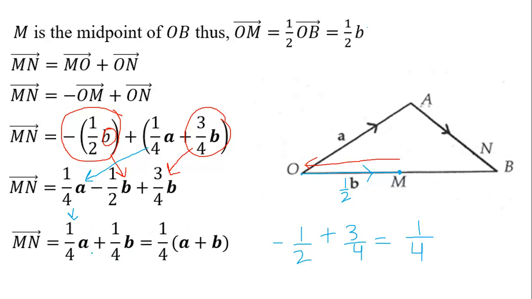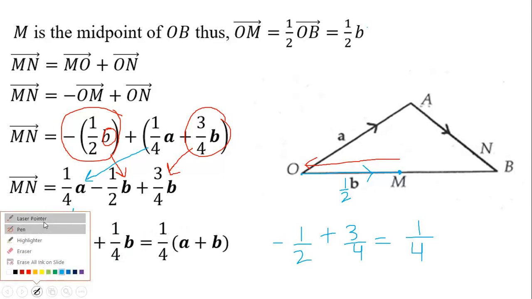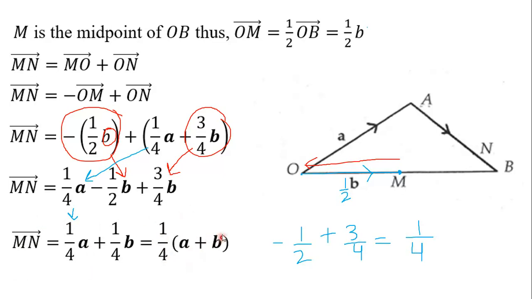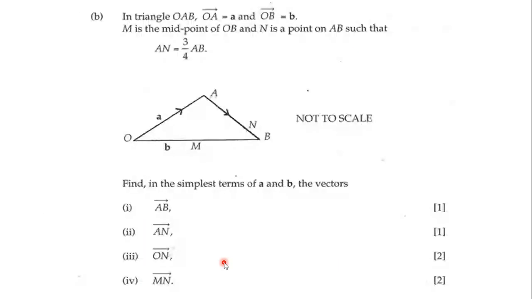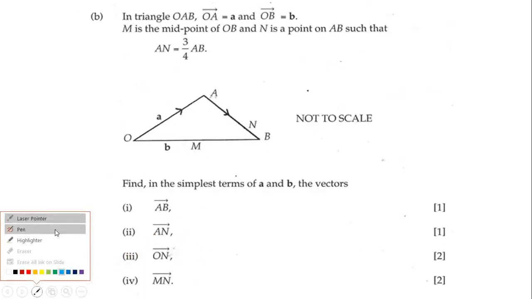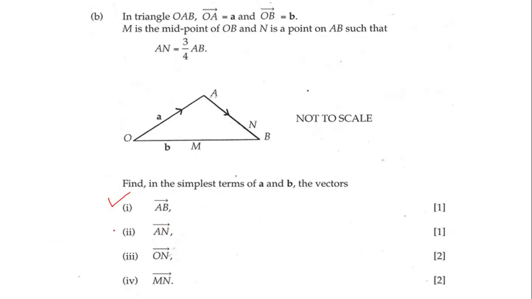And here we can stop, but I just factored out the fourth. You don't have to do this, but I just did it. A fourth times A is a fourth A, and 1 over 4 times B is 1 over 4B. And so MN is equal to 1 over 4 times A plus B. Having done that, we have completed question B I, B double I, B triple I, and IV. Therefore, we are completed with this question.